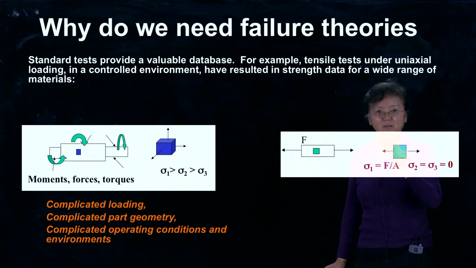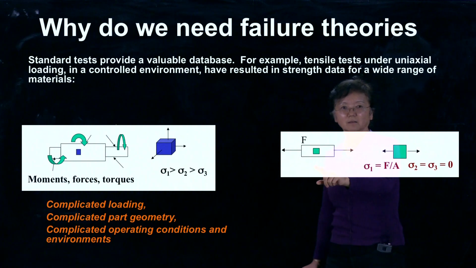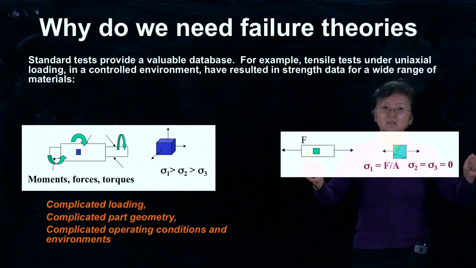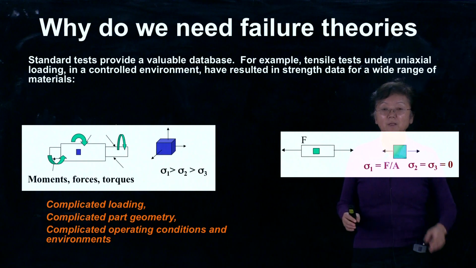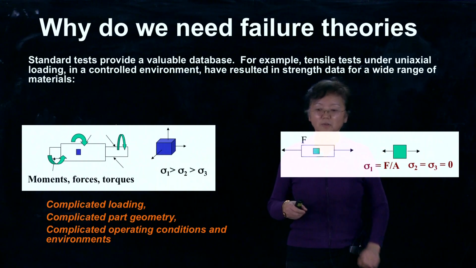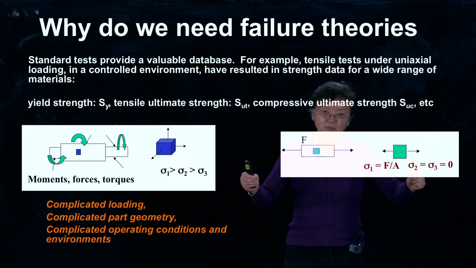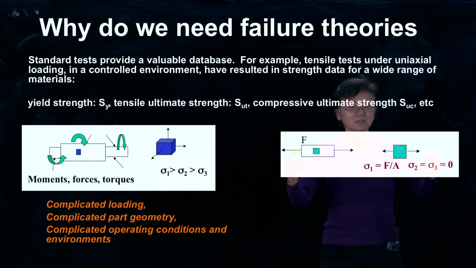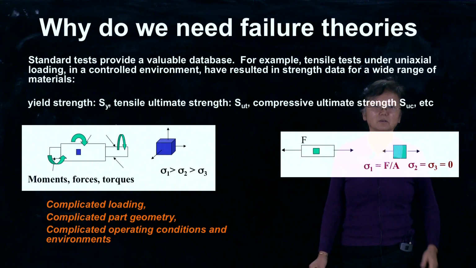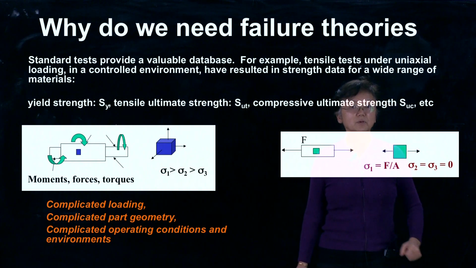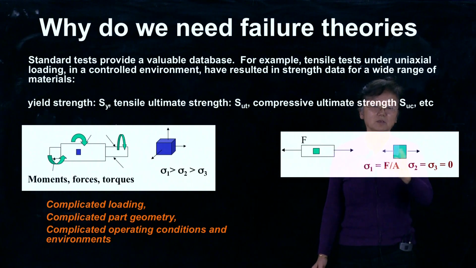At each point, we can consider the material under tension for this particular case. We can figure out the stress. When failure happens, then we can define a particular strength. For example, for this tensile case, we can define yield strength, and if it's under tension, we can define the tensile ultimate strength. If it's under compression, we can define the compressive ultimate strength, and so on and so forth.